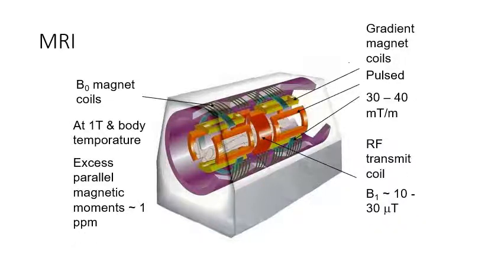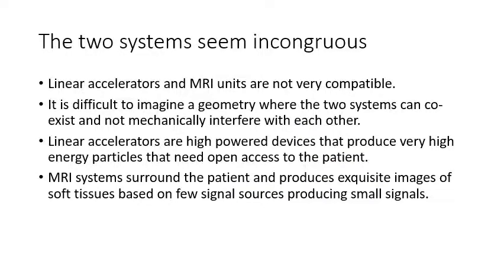The requirements on the components of the MRI are quite stringent, where we are looking for a very homogeneous region of magnetic field, as well as very linear gradient magnets and powerful RF transmission coils. Linear accelerators and MRI units are not very compatible. It is difficult to imagine a geometry where the two systems can coexist and not mechanically interfere with each other. Linear accelerators are high-powered devices that produce very high-energy particles that need open access to the patient. MRI systems surround the patient and produce exquisite images of soft tissues based on a few signal sources producing small signals.